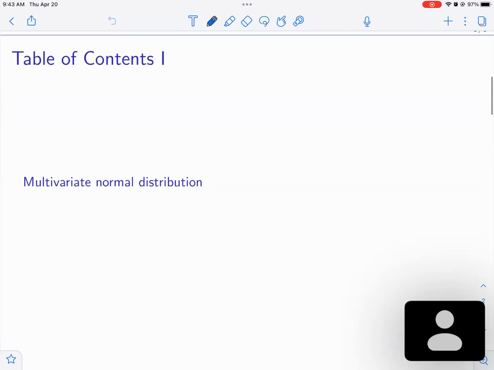Okay, so now I want to talk about the multivariate normal distribution. This is a multivariate extension of the usual normal distribution or Gaussian distribution.